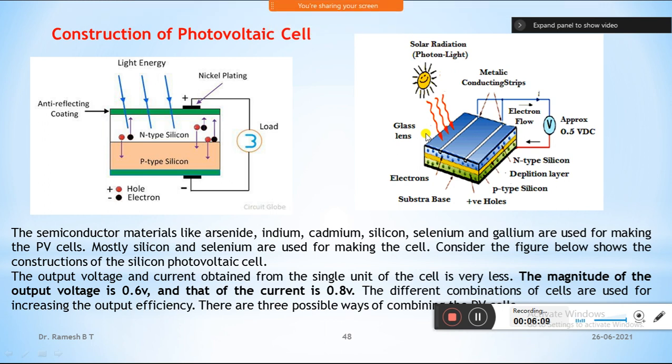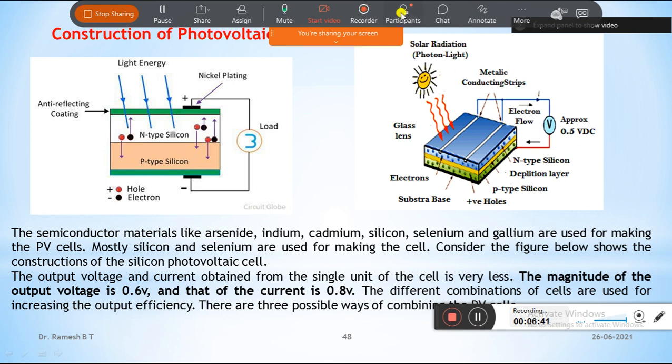Okay, so this is what you can see in the slide: the construction. Construction means which parts or components the PV cell consists of. This PV cell mainly consists of a solar cell array, a load leveler, a storage system, and tracking systems. These are the main components it consists of.